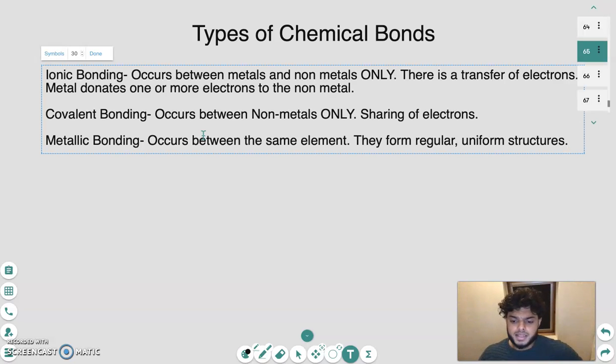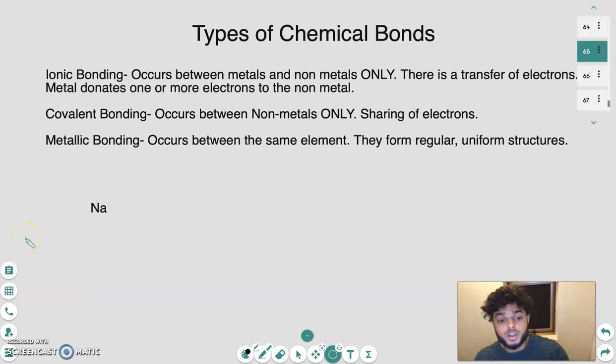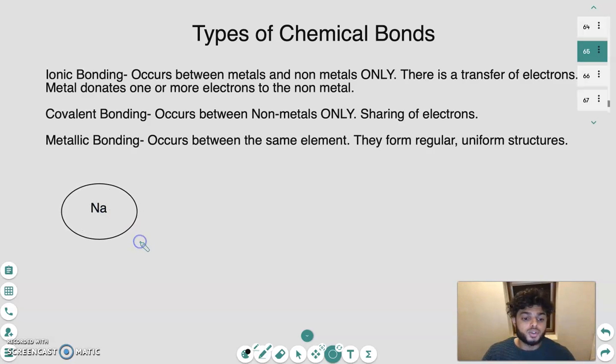So let's take sodium. Sodium is in group 1 of the periodic table. We'll show the outer shell with, by the way, what we're going to do now, these are called dot and cross diagrams, and this is how we represent the different types of bonding. So this is sodium and the outer shell of sodium.